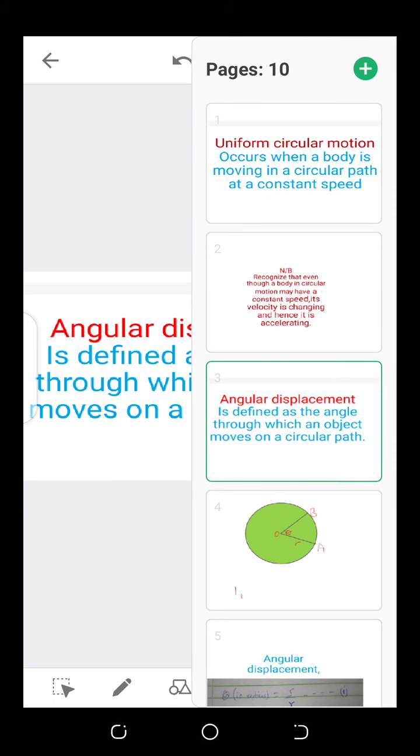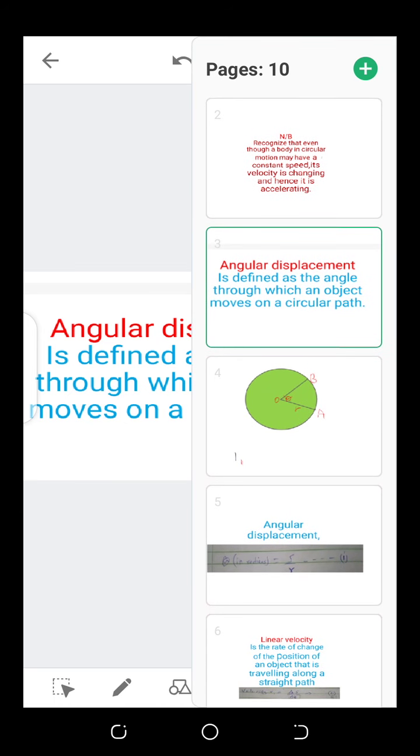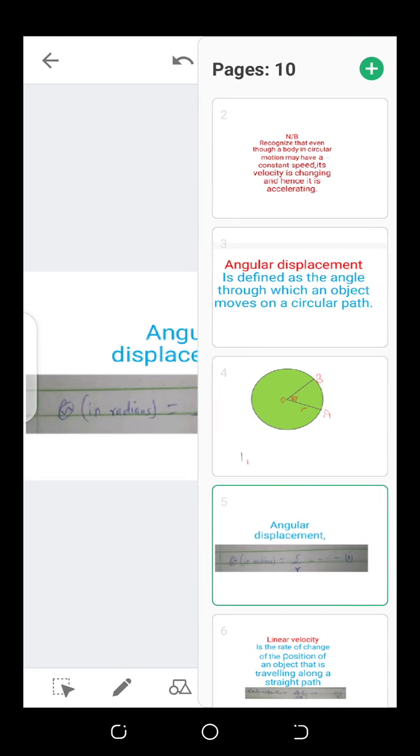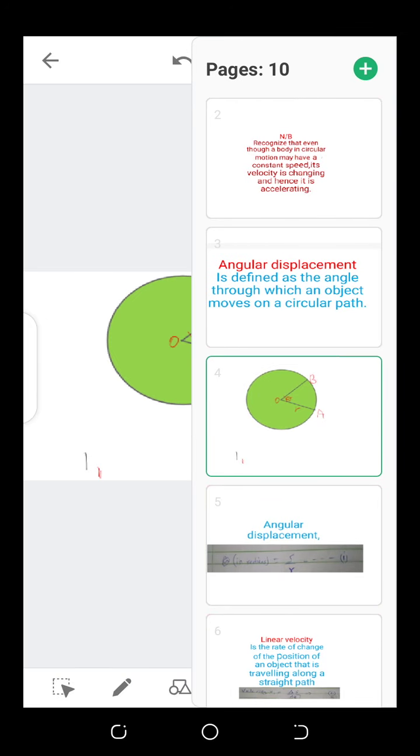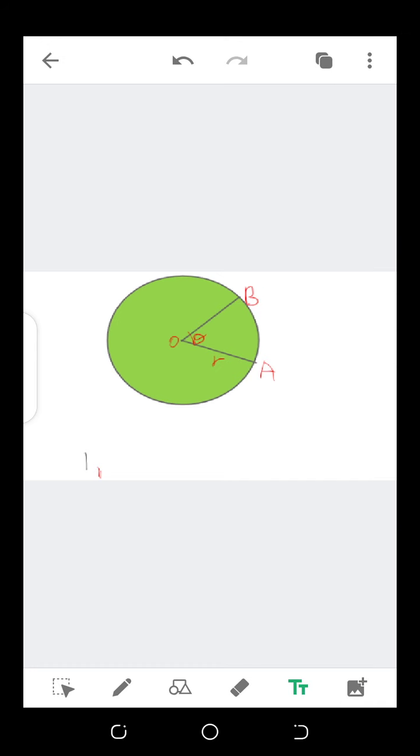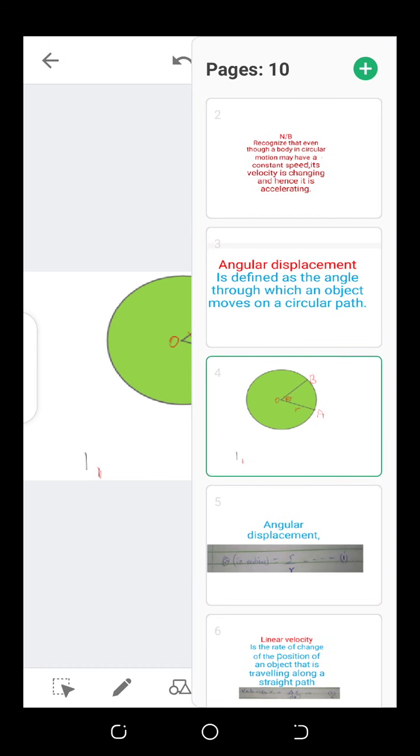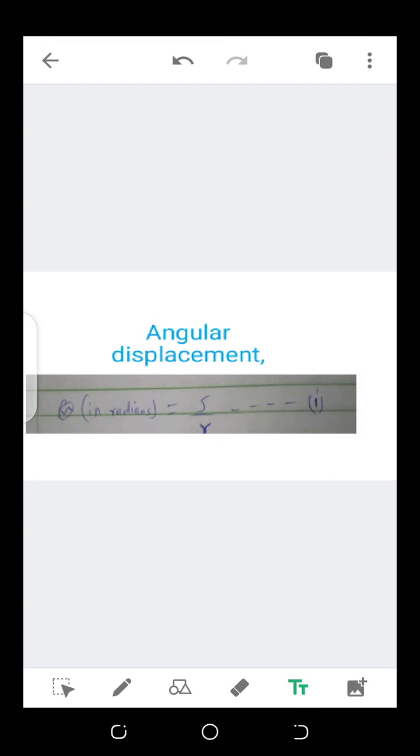After looking at the angular displacement, I will be taking the side from this circle. You see that we have AB. In this case, I'm taking it to be S. Remember, we represent distance in physics as S, but in mathematics we use D.